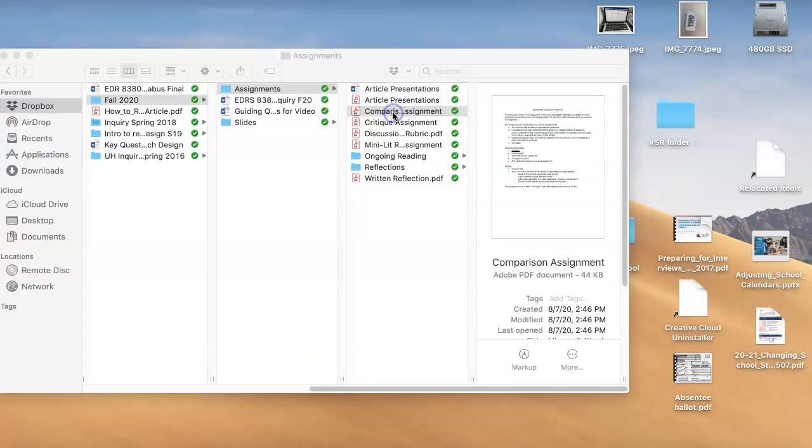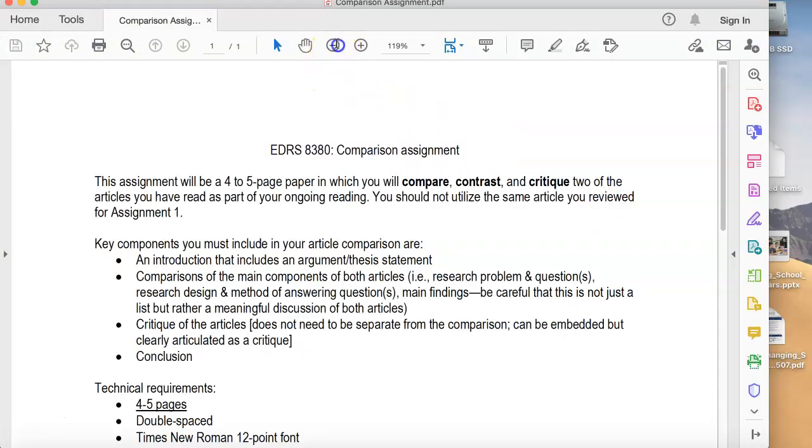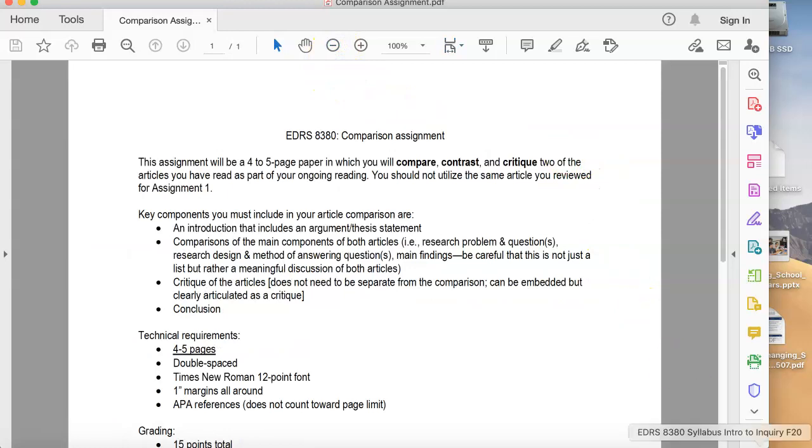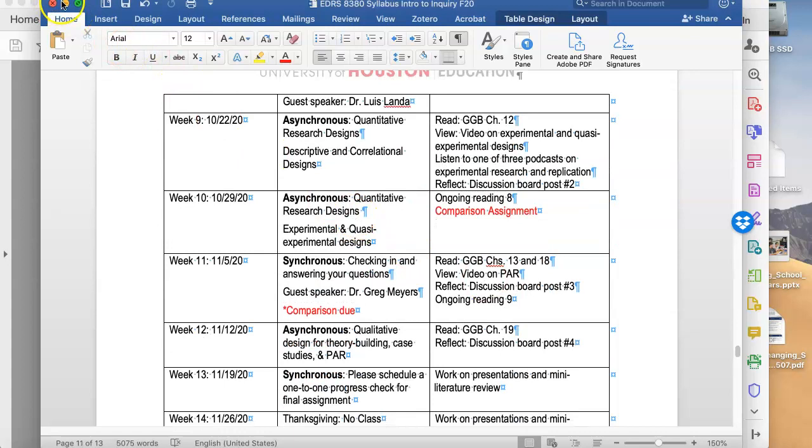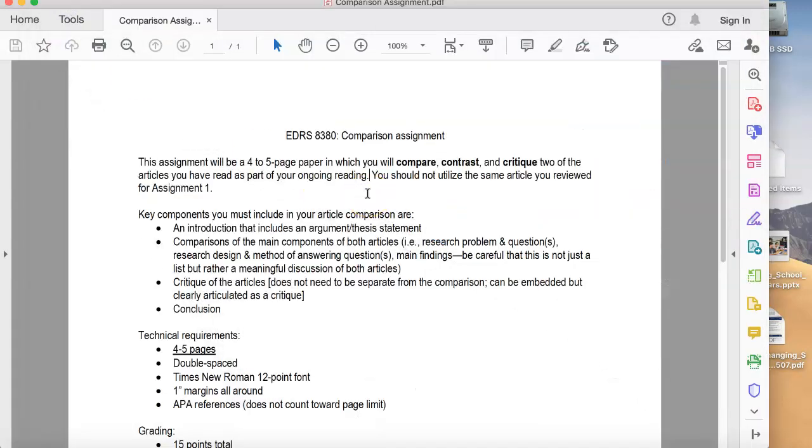The comparison. The comparison is the next step. So that is due in week 11. By then, you will have done 8 ongoing readings. You will pick 2 of them. You could use the same one as you used for your critique, or you could pick 2 new ones. They should be related. In fact, all of your readings should be related because they should all relate to your topic. The difference here is that you now have 2 articles.